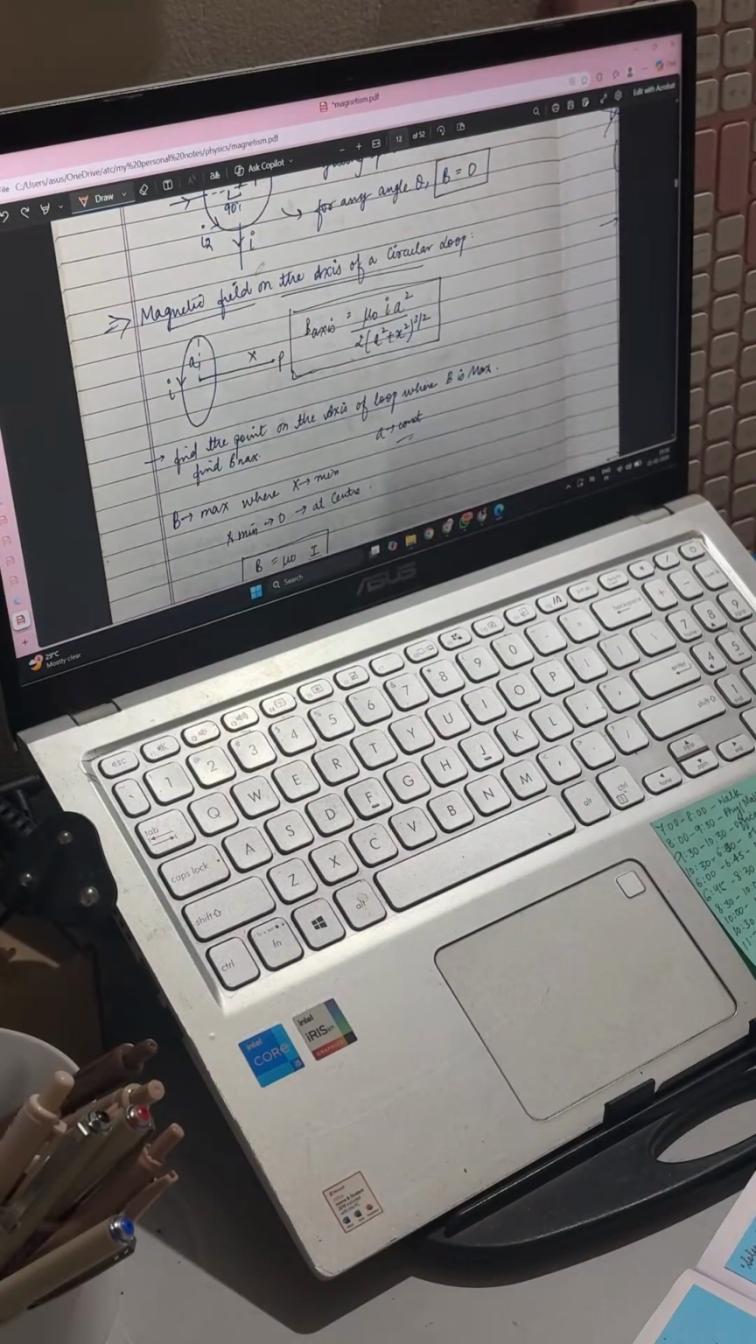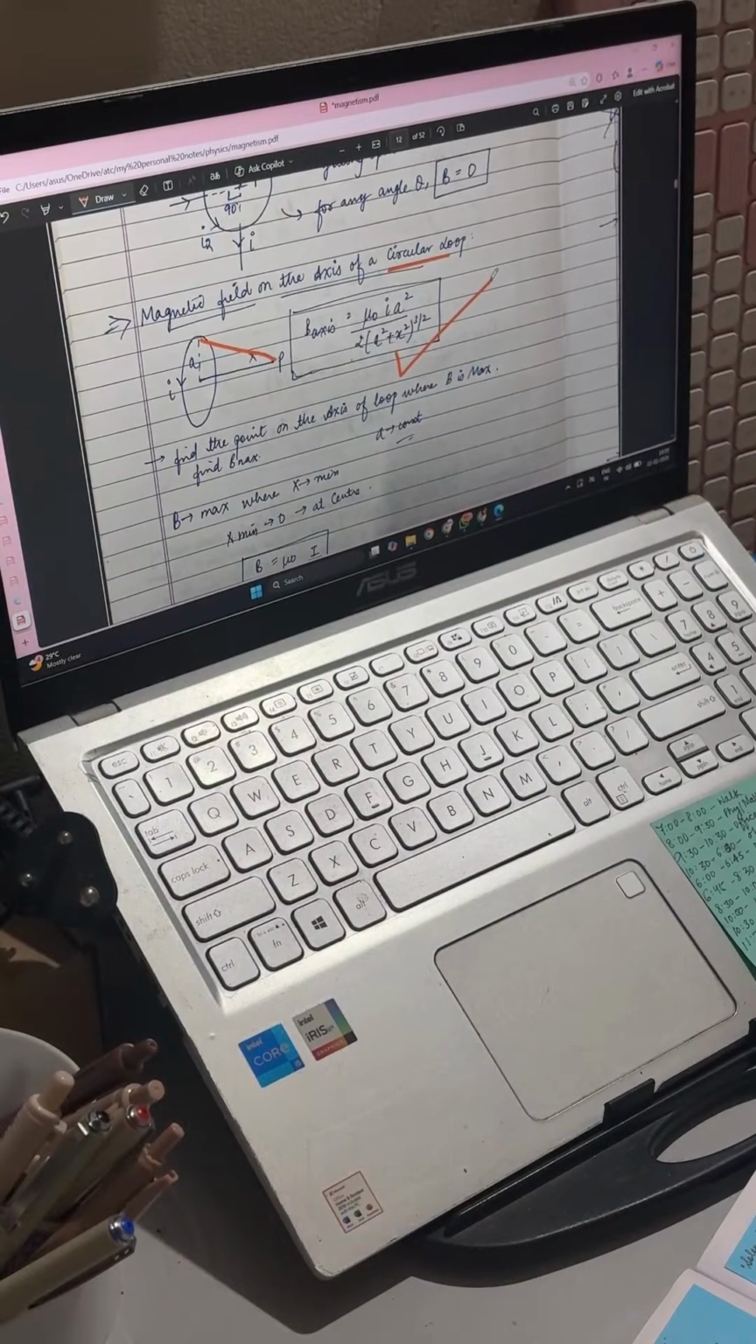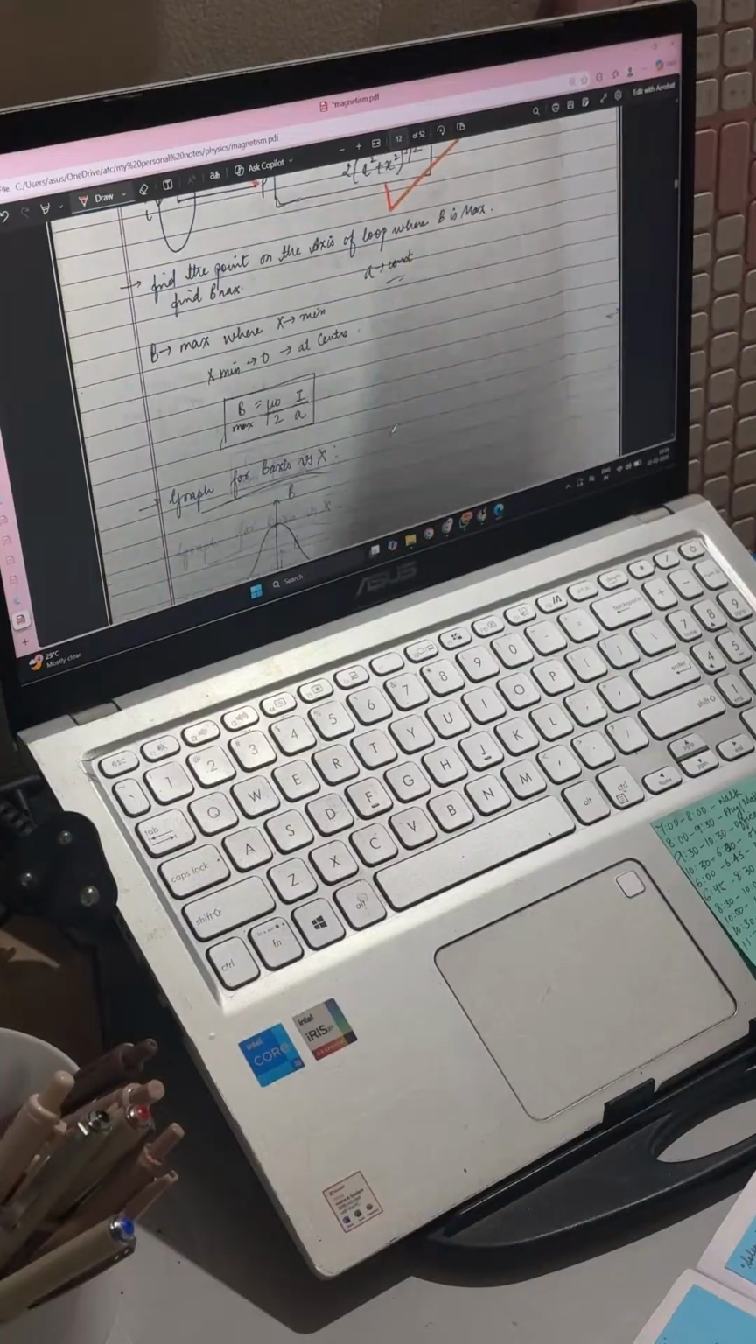Magnetic field at the axis of a circular tube. सर्कुलर है तो 4 पाई कट जाएगा, 2 आ जाएगा, I आ जाएगा। बट नाउ दिस इज आता है एक्सेस। बेसिकली हमें ये डिस्टेंस चाहिए। पाइथागोरस थ्योरम लगाएंगे, दिस बिकम्स a square upon a square plus x square upon root 3/2.